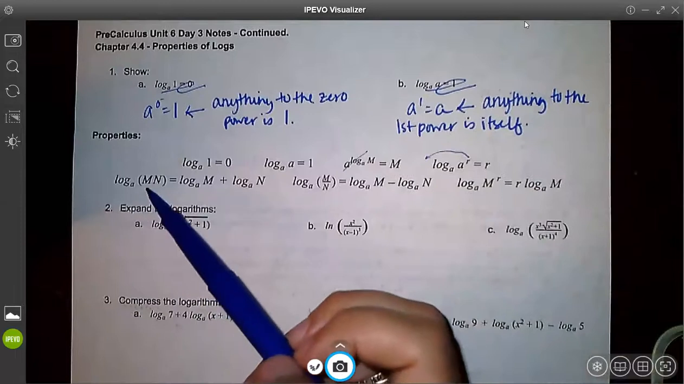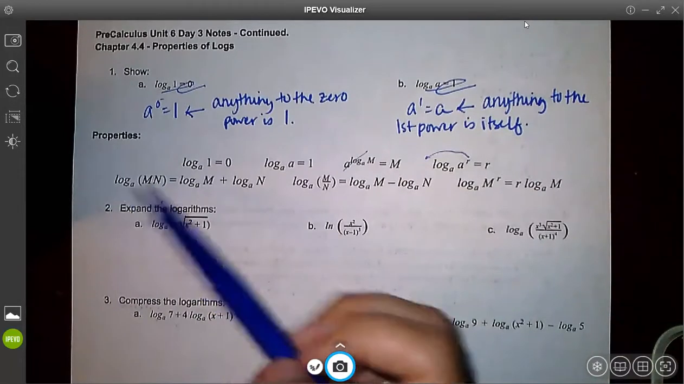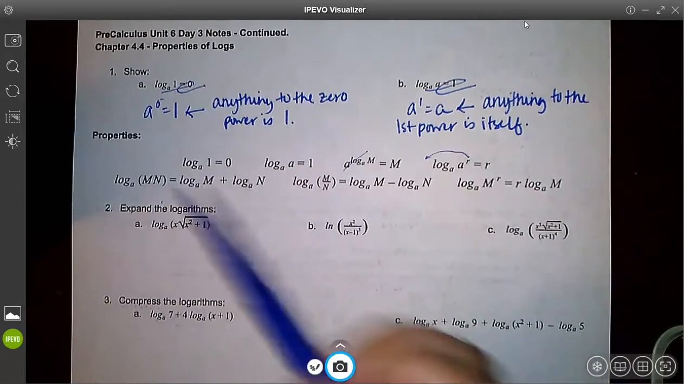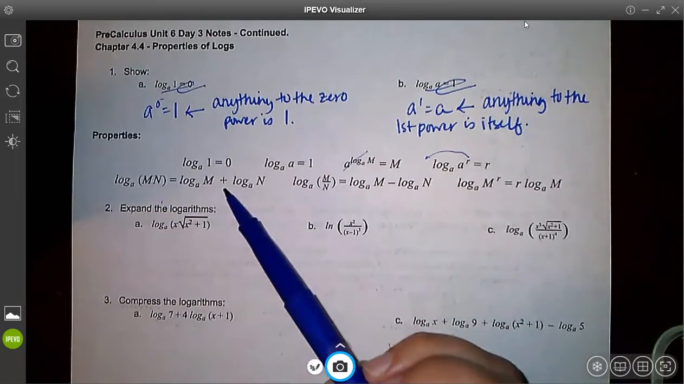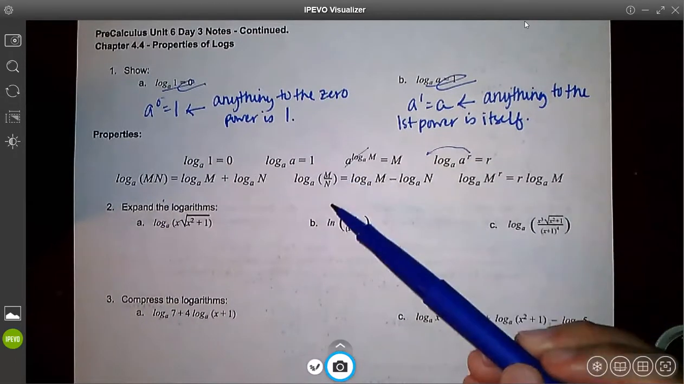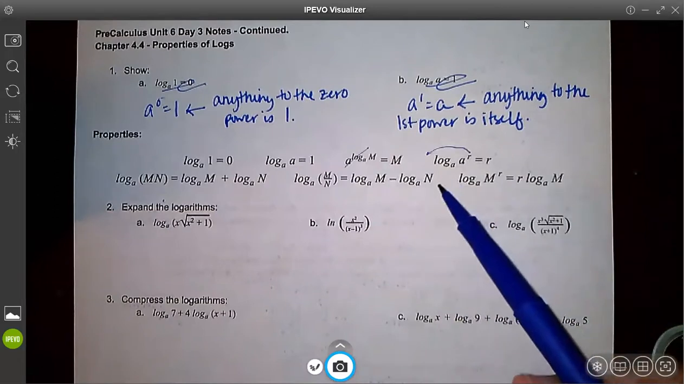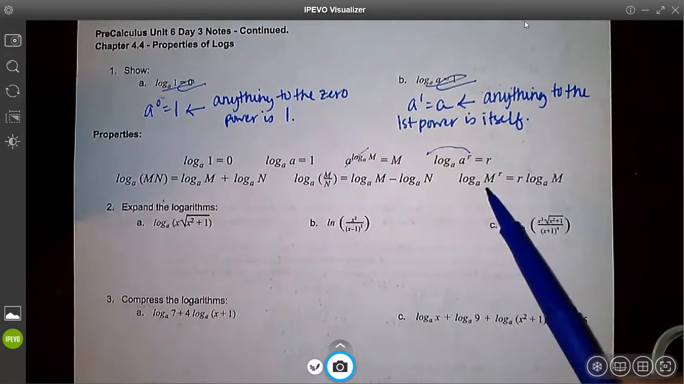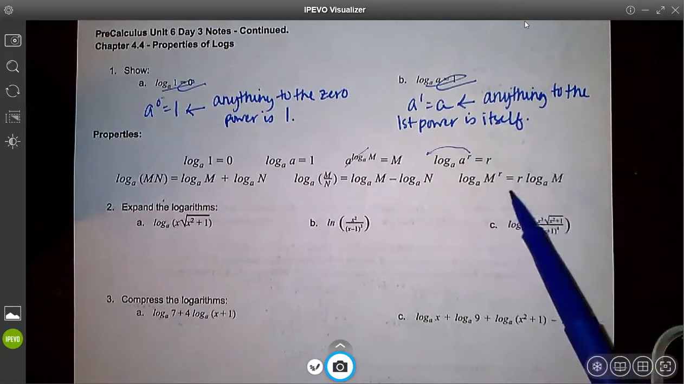This is the product rule. So if you take the log of a product, it's equal to the sum of the logs. You split it up, they both get a log. Multiplication translates to addition. Division here translates to subtraction. The quotient of the log is the difference of the logs. And then the power property, which we've been using.